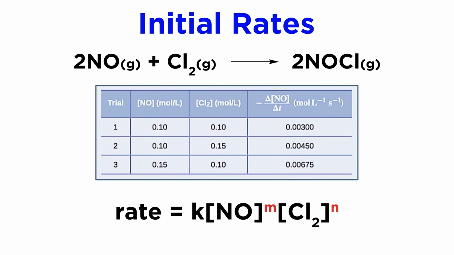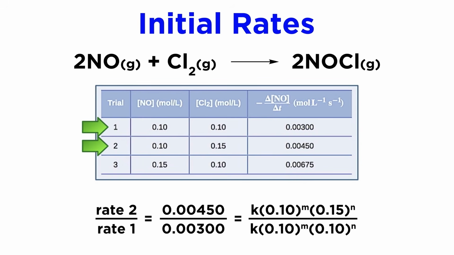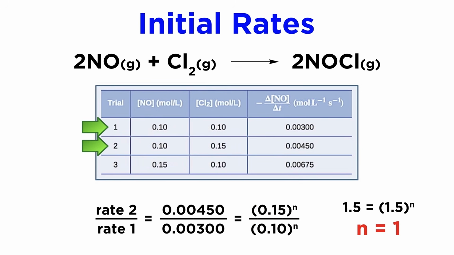To find out the exponent for chlorine in the rate law, let's simply place one rate law over another, filling in data from trial 2 on the top and trial 1 on the bottom. The first two terms will cancel. We simplify a little further, and we see that N must be equal to 1. This means the reaction is first order in chlorine.